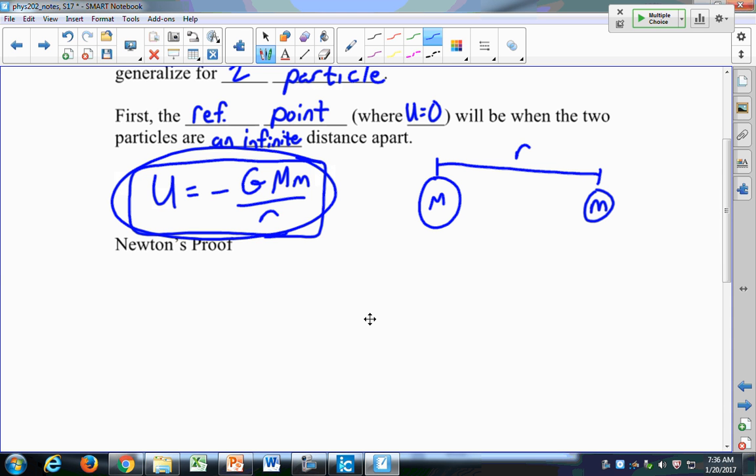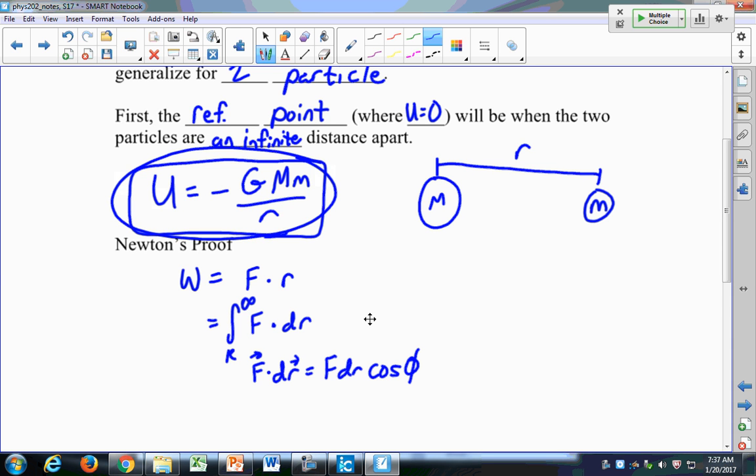So Newton's proof then. He said that the work, and we've seen this before, is F dot R, the distance that they travel. And he further said that if I want to know the total amount of work, I sum up this: the integral of F dot dr as r goes from big R to infinity. And remember, F dot dr, these are vectors, so this is equal to F dr cosine of the angle phi between them.